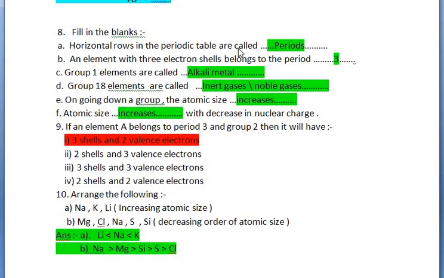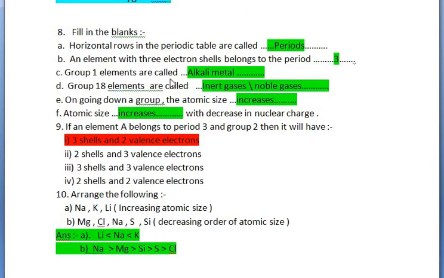Horizontal rows in the periodic table are called periods. This we know. An element with 3 electron shells belongs to the third period. Third shell means it belongs to period third. Every period represents the number of shells any atom can contain.